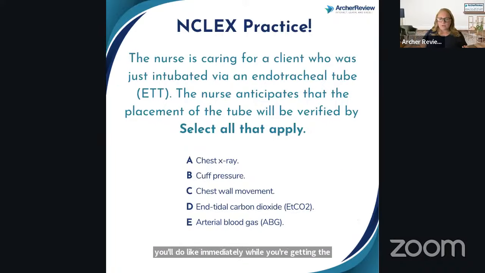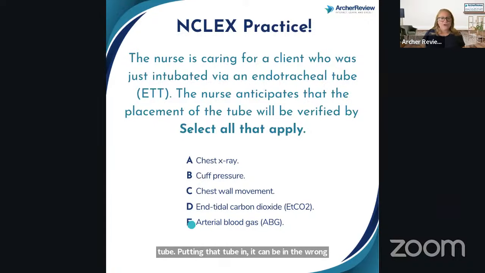Now, why were the other ones wrong? Cuff pressure. Well, that doesn't tell us where the ET tube is. That tells us how tight the cuff is. So that's just plain out wrong. Why is chest wall movement wrong? I want to see that they're breathing. Well, yeah, but that doesn't tell me anything about where the ET tube is. Read that question. We're verifying placement of the tube. Putting that tube in, it can be in the wrong place and their chest can still be moving.